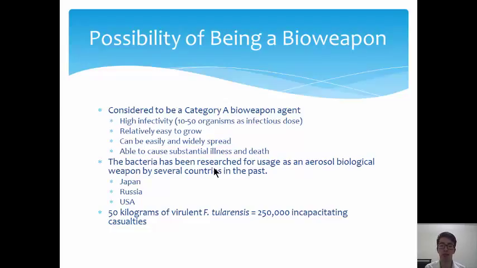But if rabbit fever were to be used as an aerosol biological weapon, the World Health Organization estimated that if 50 kilograms of this virulent F. tularensis were to be dropped on about 5 million people, about 250,000 of those people would be incapacitated, whereas 19,000 of those people would end up dead.